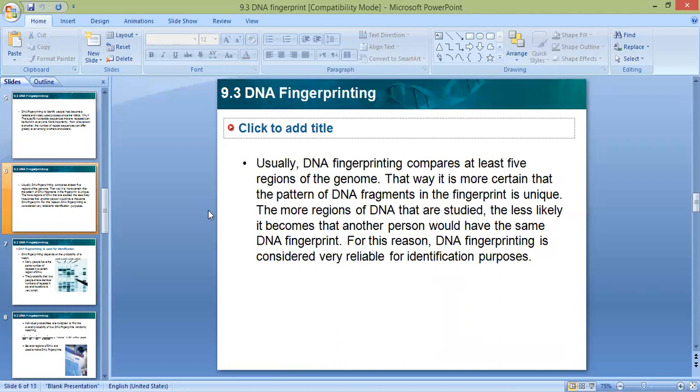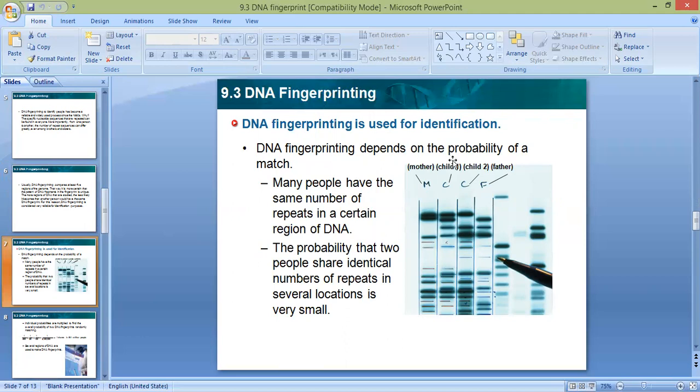DNA fingerprinting compares at least 5 regions of the genome. Meaning you should compare 5 regions at least. In that way, it's more certain that the pattern of DNA fragments in the fingerprint is unique. And sometimes you find the same repeats at some segments. To make sure, we must compare at least 5 regions of the genome or the DNA segment.